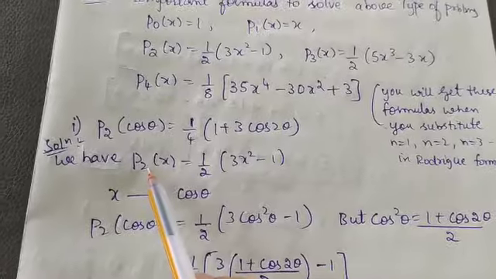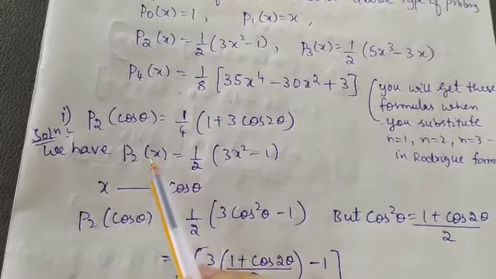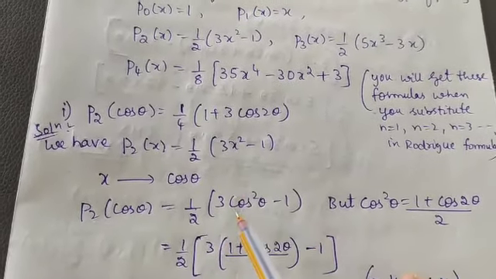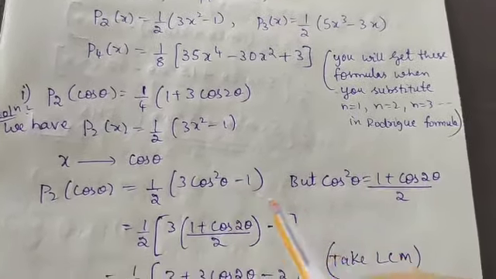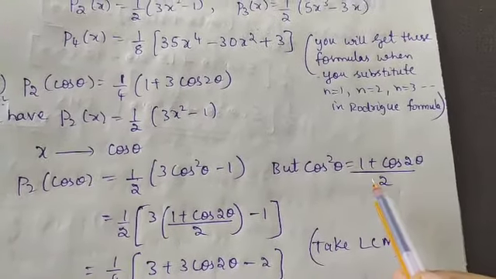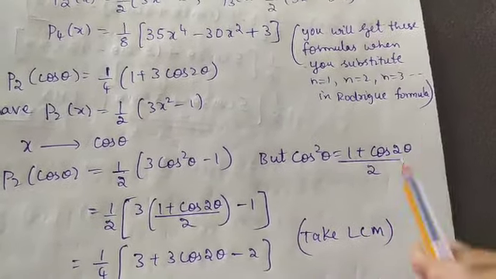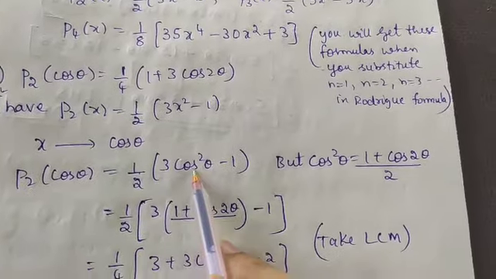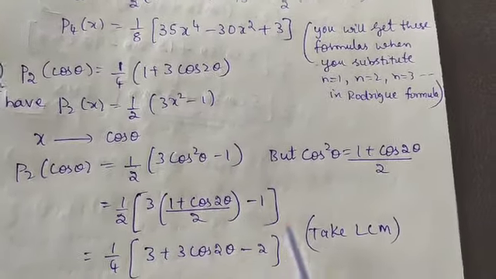So here, this is by the Rodrigues formula. I am replacing x by cos theta. So P2 of cos theta equals 1 by 2 times (3 cos square theta minus 1). But what is cos square theta? By the trigonometric formula, cos square theta is nothing but (1 plus cos 2 theta) by 2. So 1 by 2 as it is, 3 as it is, and cos square theta is (1 plus cos 2 theta) by 2, minus 1.